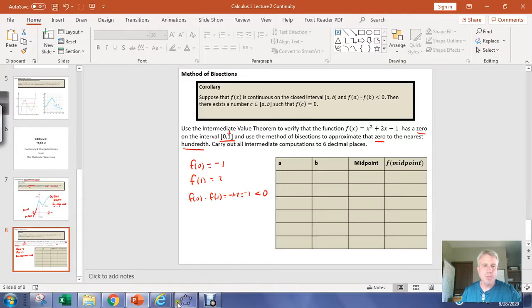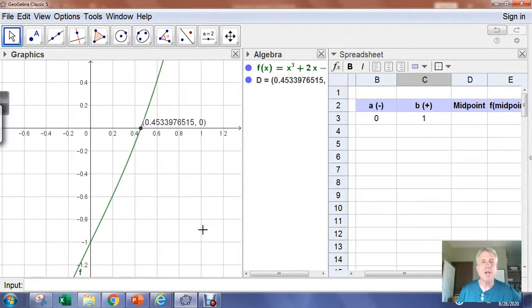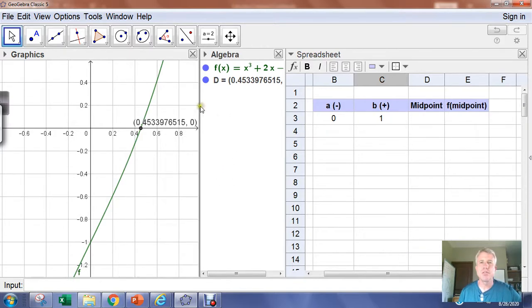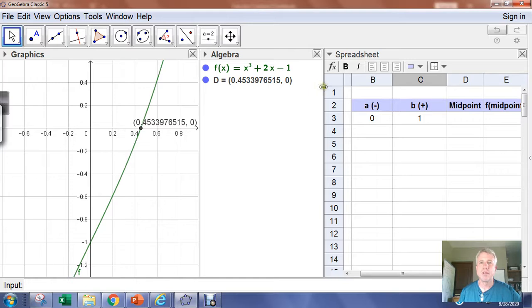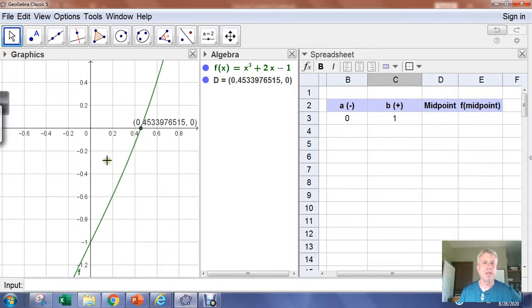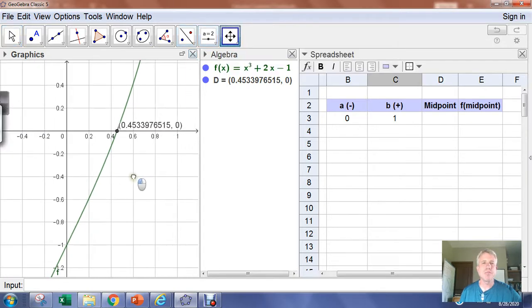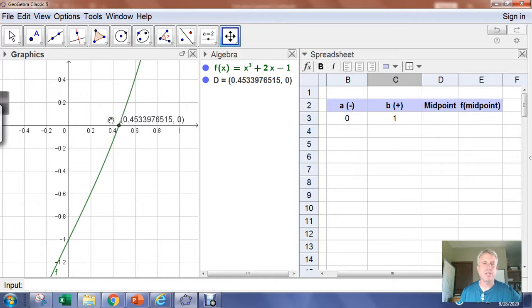So if I step out into GeoGebra, what I've done here is graphed the function x cubed plus 2x minus 1. Here it is. And you can see that on the interval from 0 to 1, the function does indeed have a 0. It has an x value that generates an output of 0. And our job is to estimate it to the nearest hundredth. So I used my graphing calculator to get my estimate to the nearest hundredth. I can see by looking right here, my estimate's going to be 0.45. So I want to run the method of bisections until I get a 0.45, which will mean that I have given an estimate to the nearest hundredth.